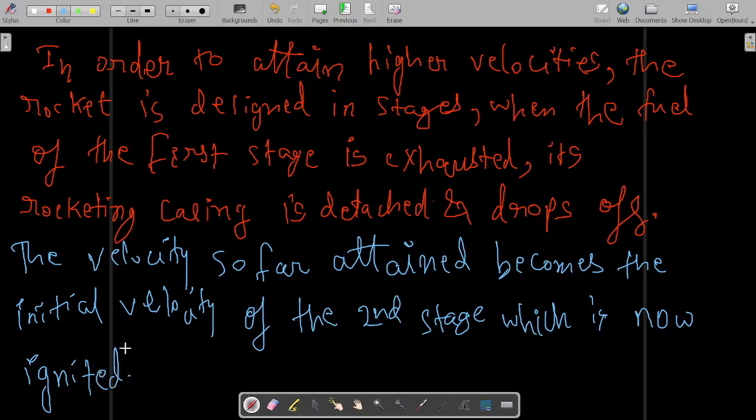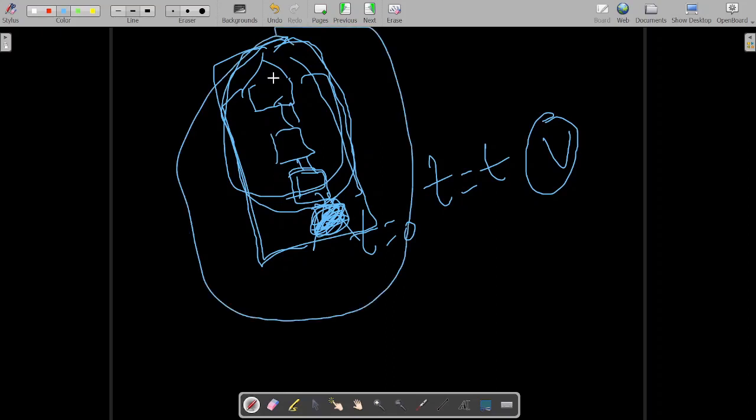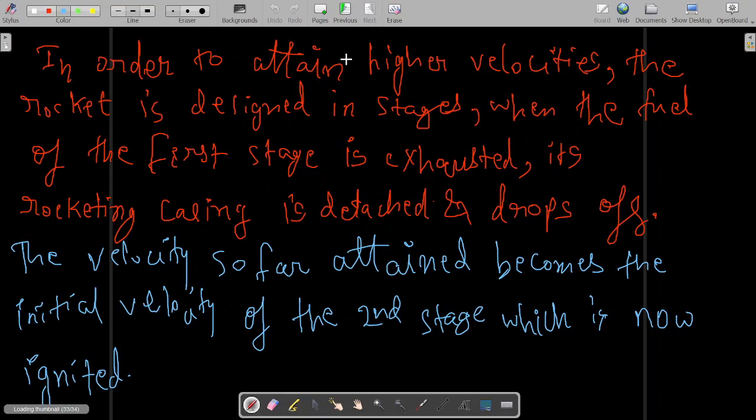The velocity so far attained becomes the initial velocity of the second stage, which is now ignited. So after the fuel of this part was consumed, this part was ignited. So the final velocity of this whole thing is equal to the initial velocity of this particular thing, which is now ignited.